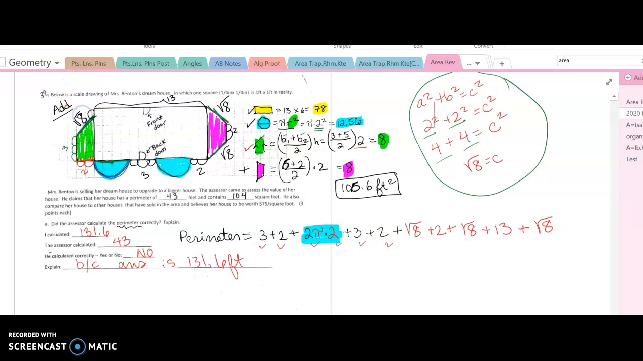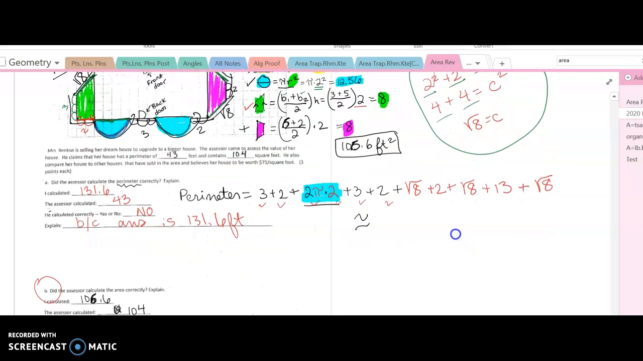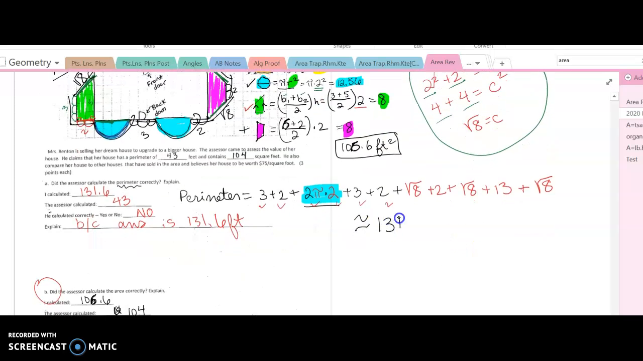And then it's just a matter of adding up everything all the way around. So 3 plus 2 plus, I went ahead and combined the 2 pi r for both, plus this 3 plus this 2, plus a square root 8, plus a 2, plus a square root 8, plus a 13, plus a square root 8. And that's the whole shebang. And it looks like I got 131.6.